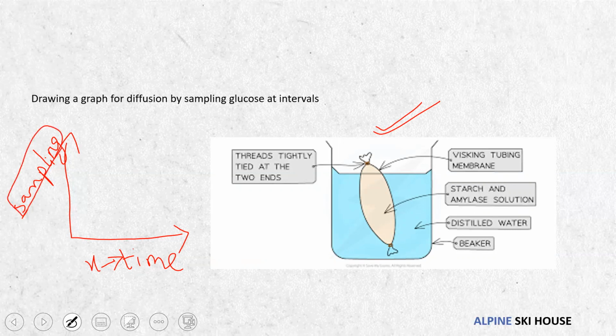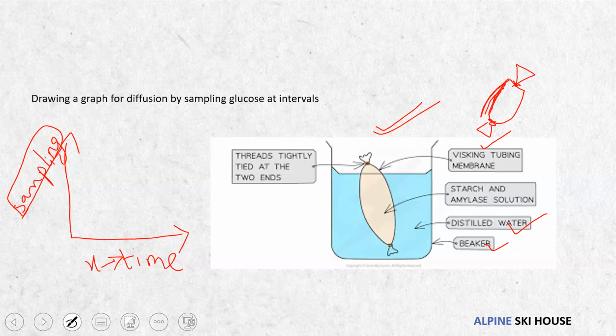What we're essentially doing is very simple. I'm going to use a beaker and put distilled water into it. Then I'm going to take a Visking bag. A Visking bag is just something that resembles a cell surface membrane. It's a single bag. I'm going to tie it at both ends after filling it with something that I'm going to sample, or something that I'm going to use for diffusion.